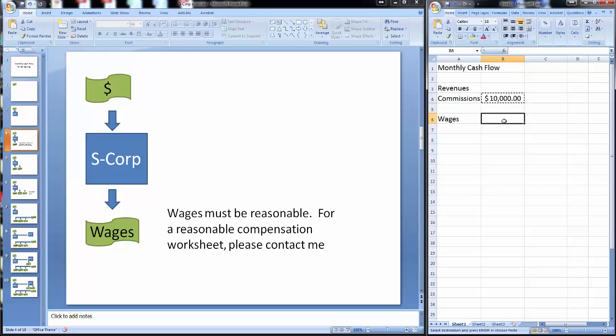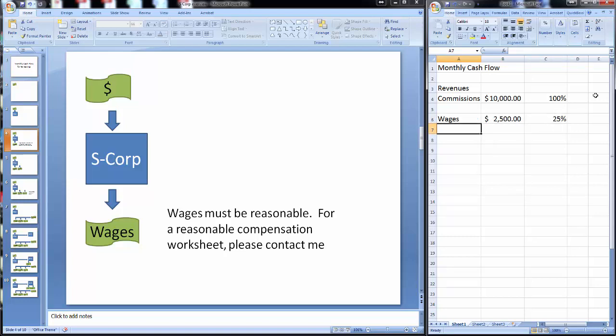So what I'm going to do is put $2,500, and $2,500 is about 25% of this amount. So where this is 100%, your wages should be about 25% of your earnings or your revenues or your commissions. So try to get the wages about 25%.